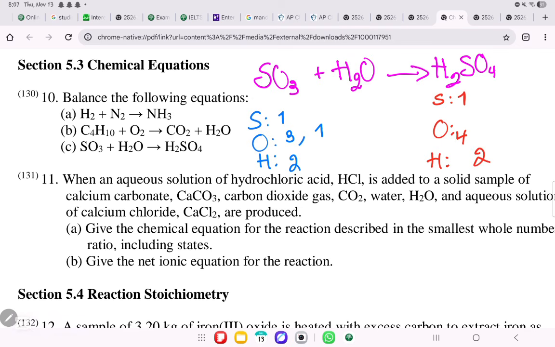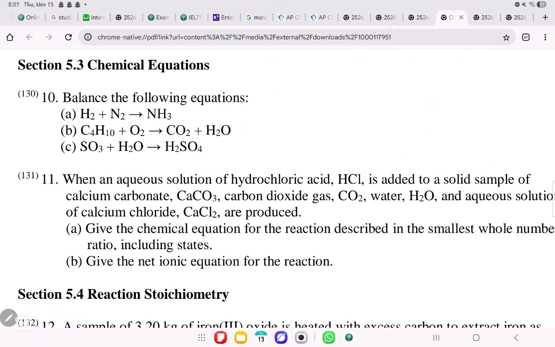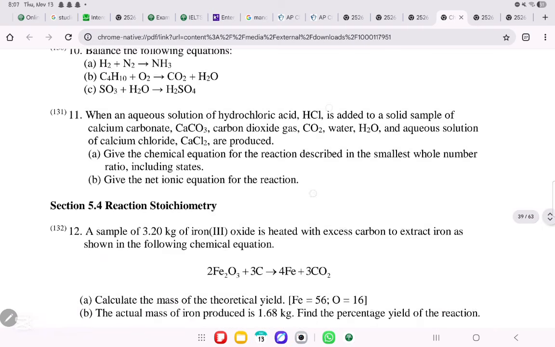I don't think this needs balancing. 1, 1, 4, 4, 2, 2. There's no need for balancing. It's already balanced. Perfect. Question number 11.